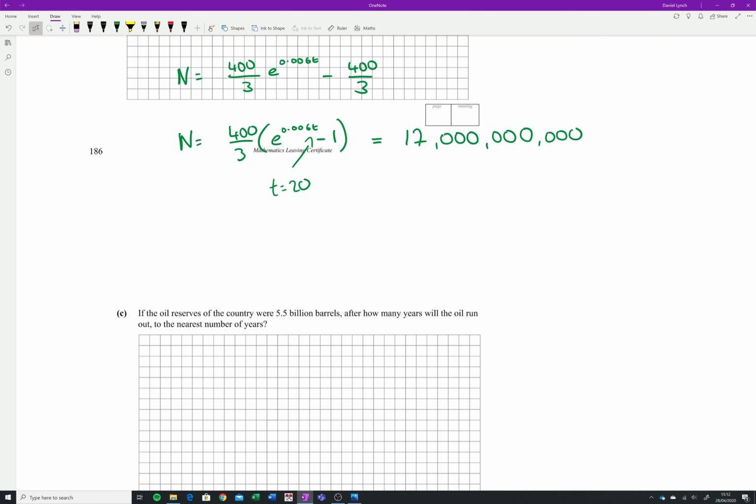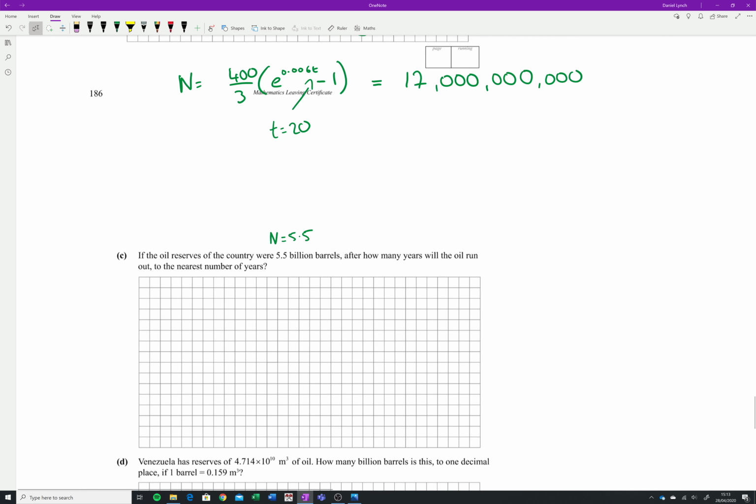If the oil reserves of a country are 5.5 billion barrels, after how many years will they run out? Okay, so if they run out, they're going to have used up 5.5. So it's n equals 5.5, and it's asking us what's t. So we get 5.5 is equal to 400 over 3 times e to the 0.006t minus 1. So we get 5.5, we'll multiply it by 3, then we'll divide by 400, and we get 33 over 800.